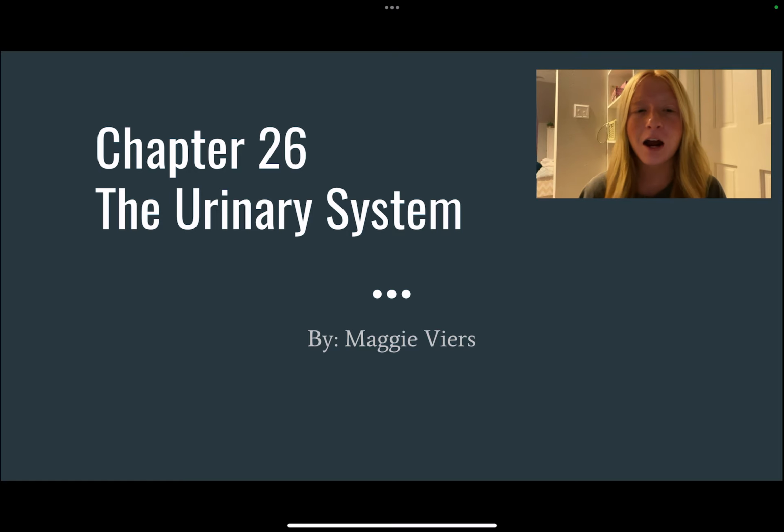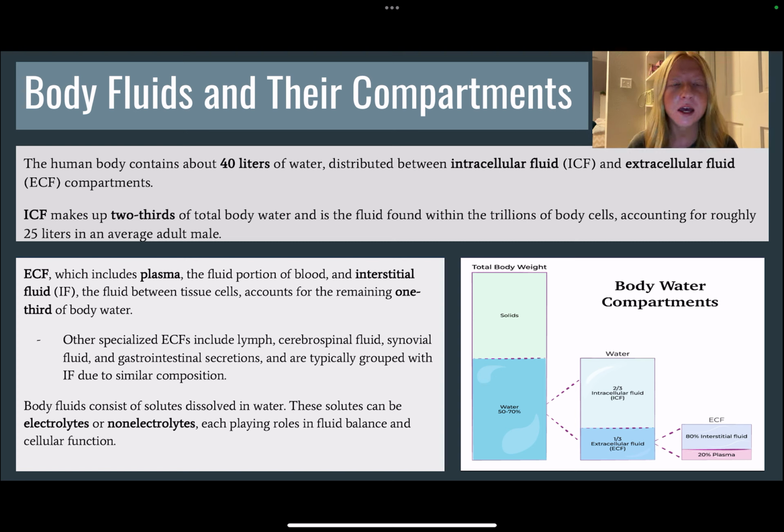Hi, I'm Maggie Virus, and this is Chapter 6, the Urinary System, about body fluids and their compartments.